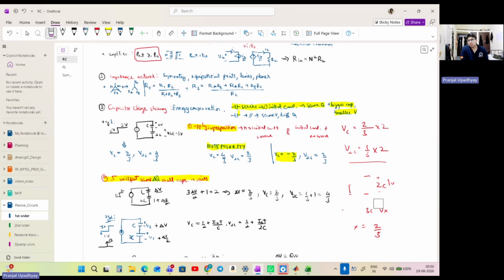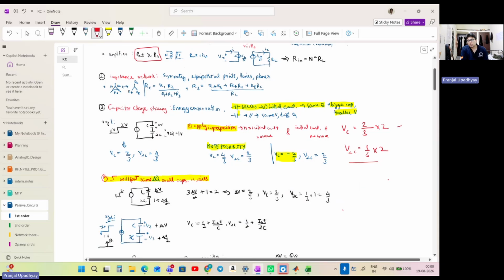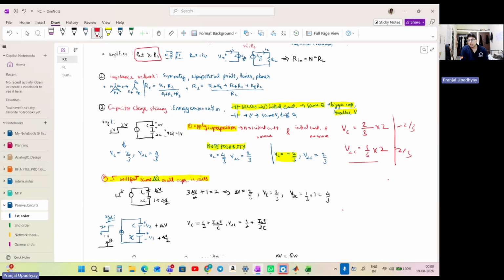So now that we have established that VC will be minus 2 by 3 when we are taking the initial condition, and V2C will be 2 by 3, when we add these together, we'll get our answer. So here we will get V2C as 4 by 3 and this guy will be 2 by 3, which is the expected answer. Right? So this is one way to solve it, where we can easily apply superposition. I am just trying to demonstrate the thinking.